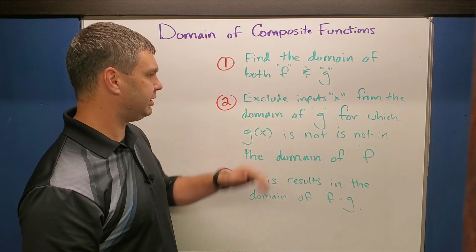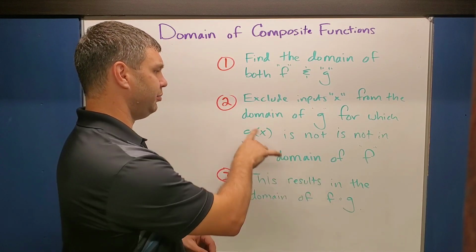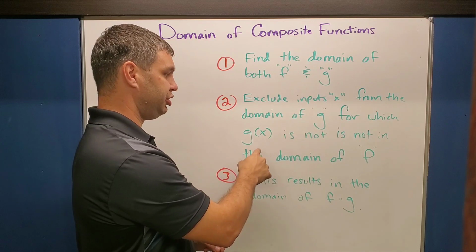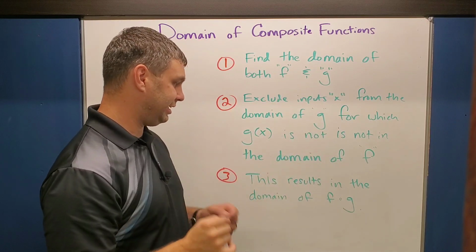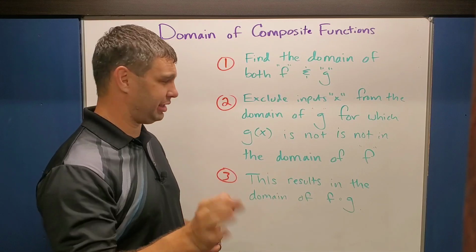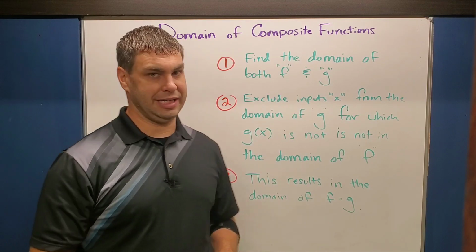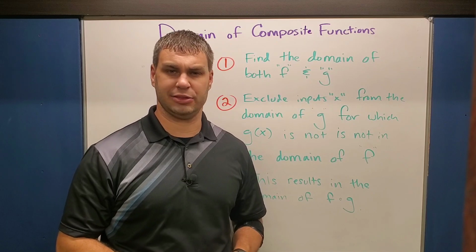The second step says we're going to exclude the inputs x from the domain of g for which g of x is not in the domain of f. That's the hard part, and we're going to show you what that means coming up. And then lastly, this results in the domain of f of g. So with that said, let's try a few examples.